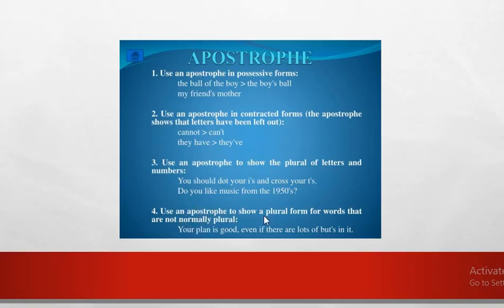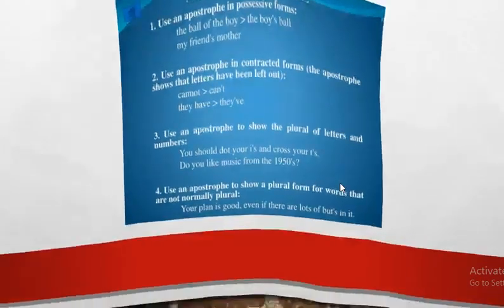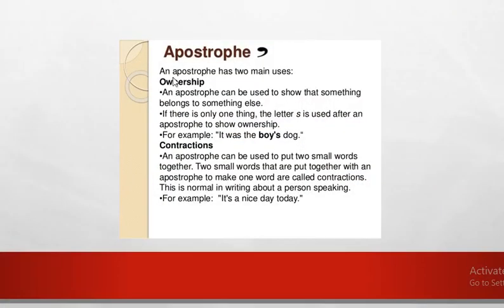Use an apostrophe to show a plural form for words that are not normally plural. Your plan is good, even if there are lots of but's in it. Generally, there is no plural form of but; here, but apostrophe s expresses the plural of buts. My dear learners, an apostrophe has two main uses. One is ownership, from the above discussion we have found. Another is contraction, and the third one is also showing plural.